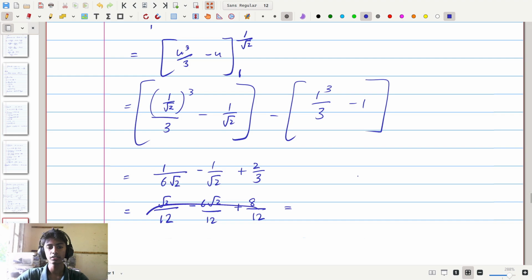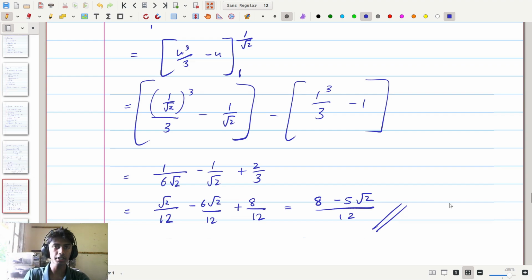Now then, taking everything under a common base, we have divide by 12. Here we have an 8, which I'm going to write as 8. And then here we have a square root of 2 and a negative 6 square root of 2. Combining that, we have negative 5 square root of 2. So then we can write negative 5 square root of 2. Hence our final answer, which I'm going to leave in this way, is going to be 8 minus 5 times the square root of 2 all over 12.